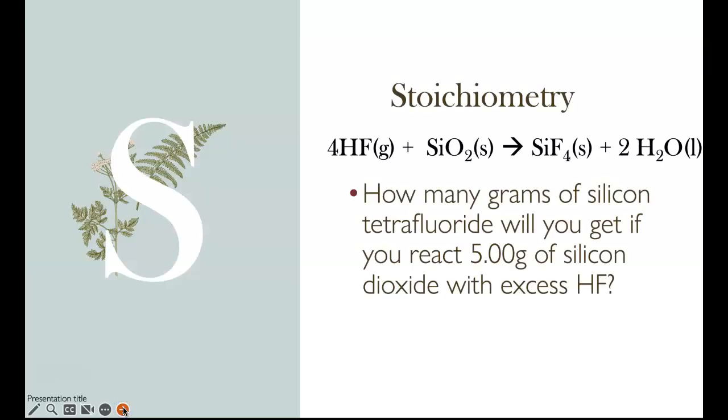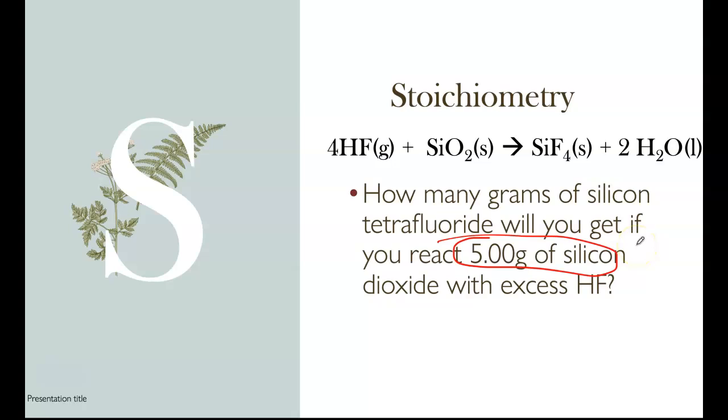Now, how many grams of silicon tetrafluoride would you get if you react 5 grams of silicon dioxide with excess HF? So you have as much hydrogen monofluoride as you need. So go ahead, great time to pause the video and work through this problem. All right, so how did you do? Hopefully you looked right here in the problem, starting with these 5 grams of silicon dioxide and started right there.